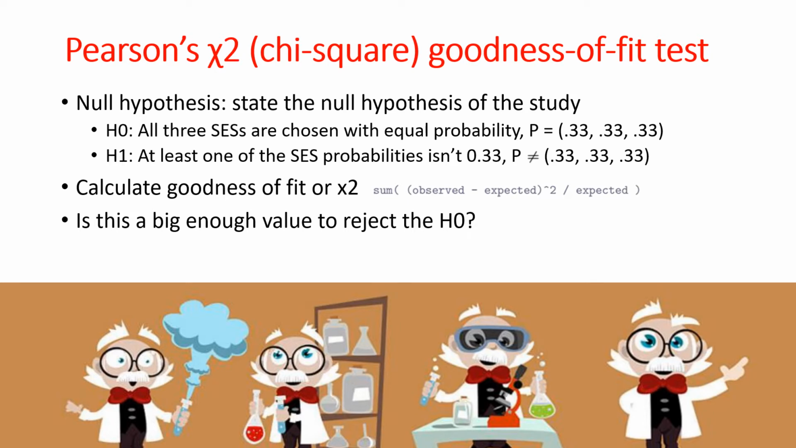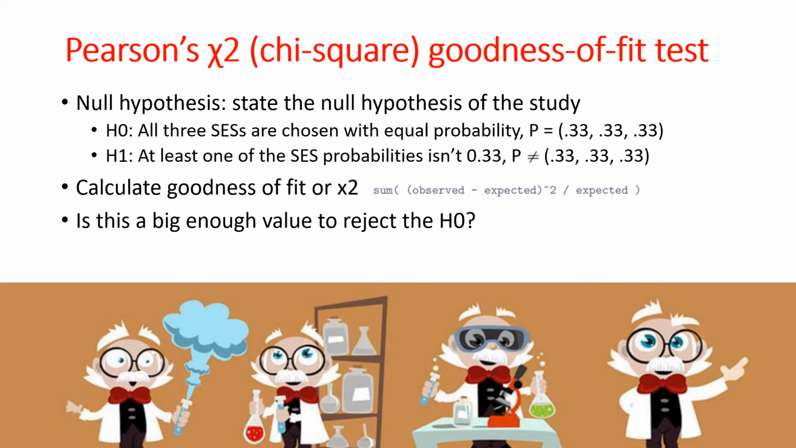But at the same time, we need to postulate the experimental or alternative hypothesis, which is H1. H1 says that at least one of the SES probabilities, SES standing for socioeconomic status, is not 0.33. So there should be a difference in the frequency of occurrence in one of the levels of socioeconomic status.